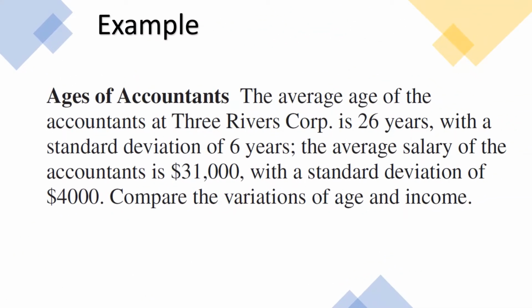Example. The average age of the accountants at Three Rivers Corp is 26 years with a standard deviation of 6 years. The average salary of the accountants is $31,000 with a standard deviation of $4,000. Compare the variations of age and income.